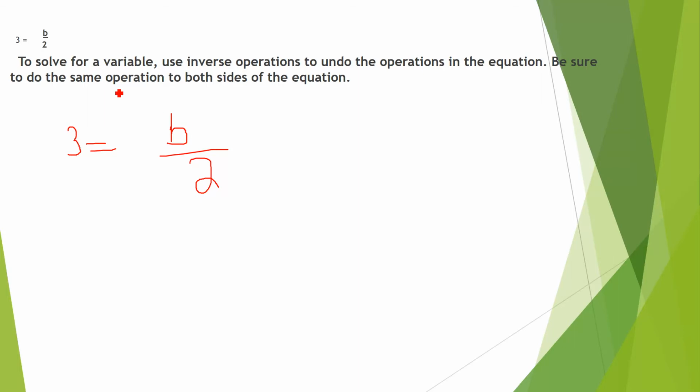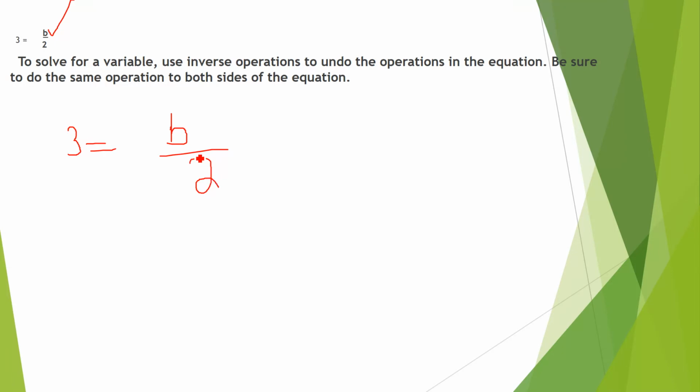So the same thing I have mentioned here: solve for the variable. What is the variable in this question? It is b. It means you have to find the value of b. So use inverse operations to undo the operation. First of all, you have to see what the relationship is between b and 2. There is a division relationship, b divided by 2.